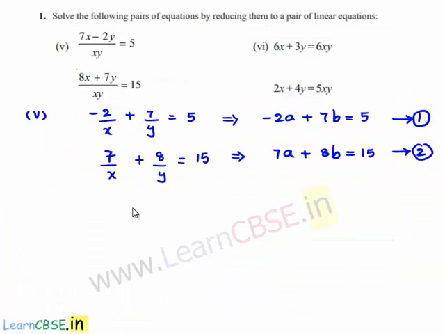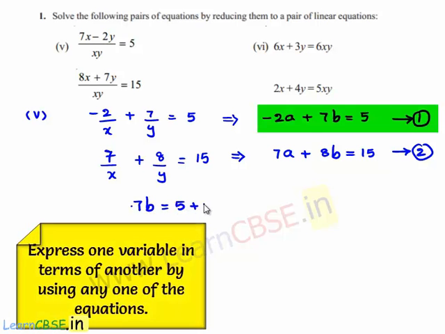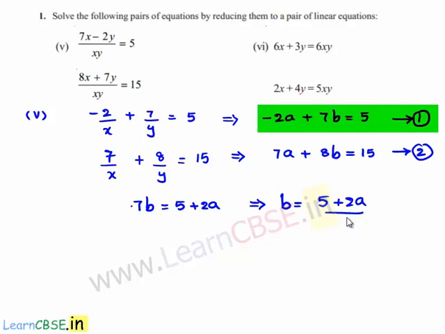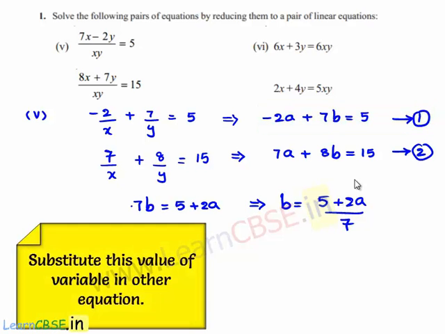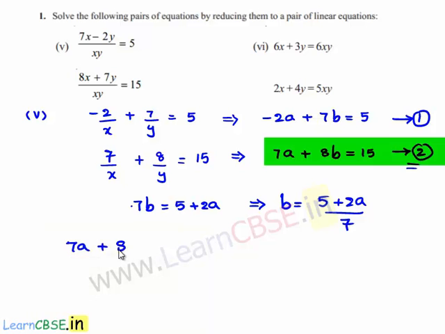Now the first equation can be written as 7b is equal to 5 plus 2a, which implies b is equal to (5 plus 2a) divided by 7. In place of b, let us substitute (5 plus 2a) by 7 in equation number 2. So we get 7a plus 8 times of b, which is 8 times of (5 plus 2a) divided by 7. This is equal to 15.